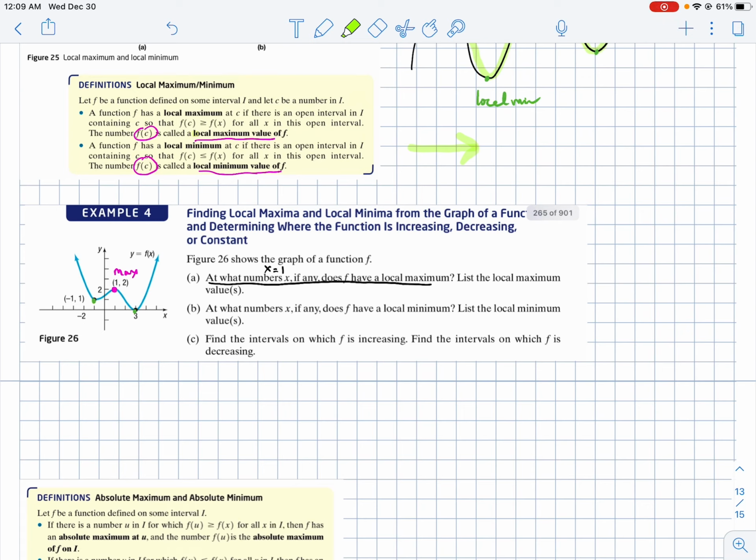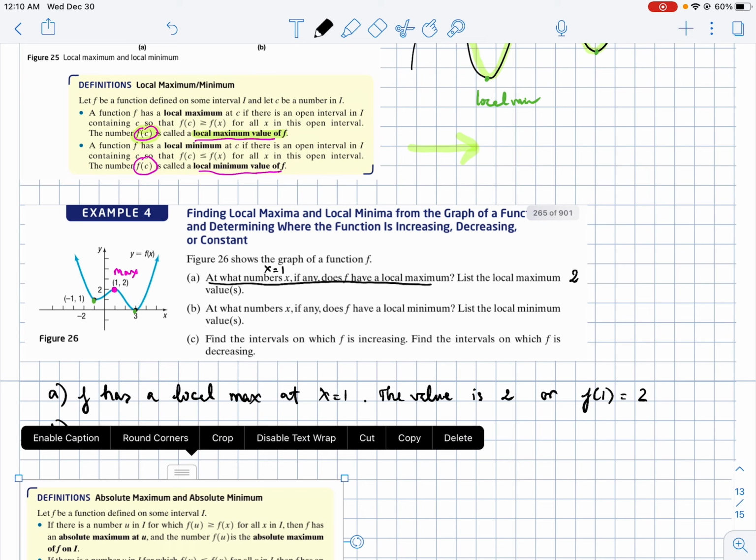List the local maximum value. You go back to this part I just highlighted in the definition. The local maximum value is talking about the output, and the output is the y part. So we said 2. We got the point (1, 2): 1 is for the x and 2 is for the y, and it is also the local maximum value. We can answer like this: f has a local max at x equal to 1, and the local maximum value is 2, or you can say f of 1 equals 2. That is the correct way to answer this question.